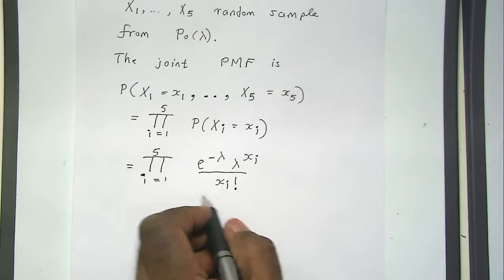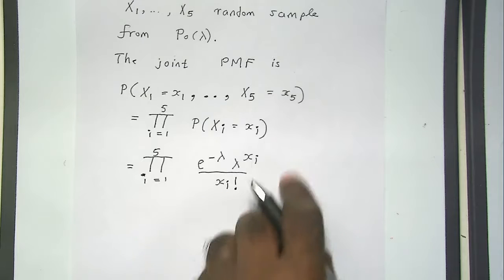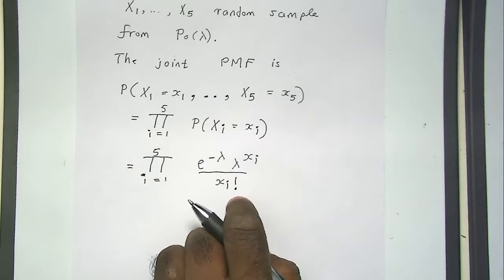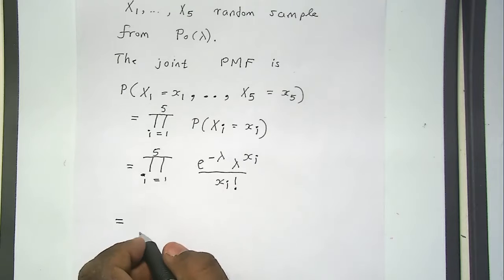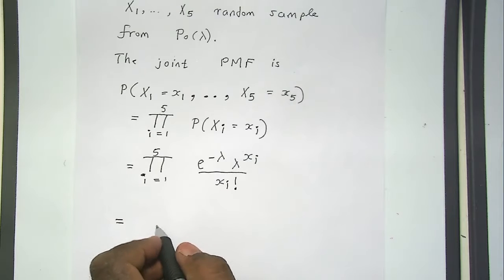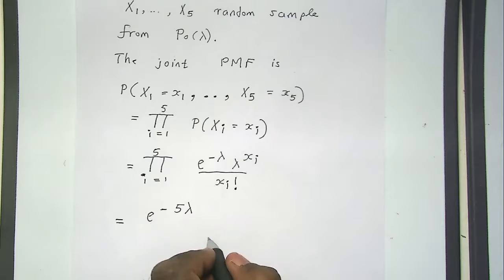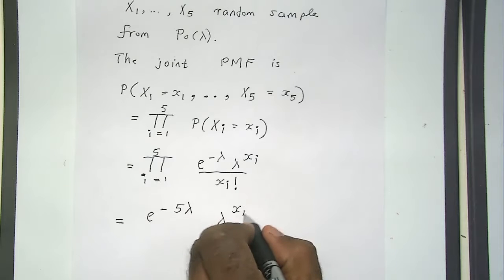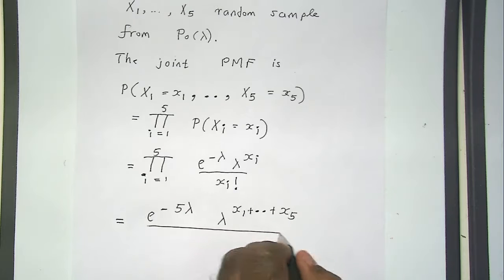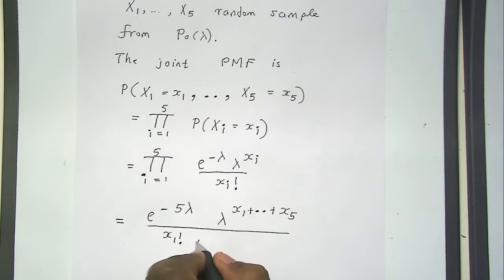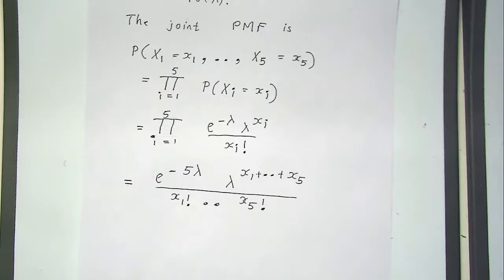Now, what's the product of this? This is where, I think I mentioned this at least 2 times, a lot of people have trouble simplifying products of functions. Now what does it simplify to, guys? This will simplify to e to the minus 5 lambda, lambda to the power x1 plus up to x5, divided by x1 factorial all the way up to x5 factorial. You get this or not?